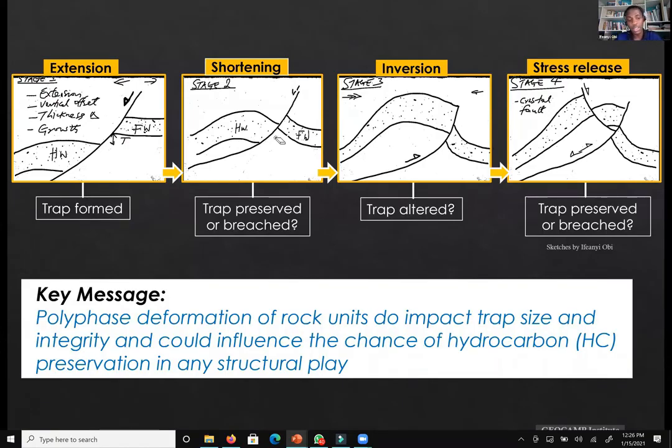So the key message on this slide is that polyphase deformation of rock units happens, and it actually has direct impact on the size and integrity of our trap, and our chance of finding the right substance, in this case hydrocarbon. Our chance of finding it is directly related to whether, if you put all these multiple stages of deformation together, everything is favorable, then we have a high chance of finding hydrocarbon. But otherwise, if things turn out to be more destructive in the long term, that means that whatever play you're looking at, even though you have the right structural configuration, you may not find hydrocarbon in that trap.